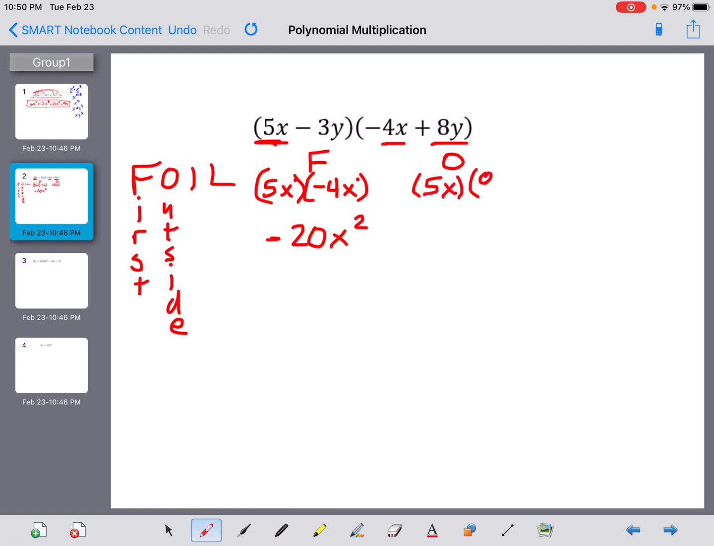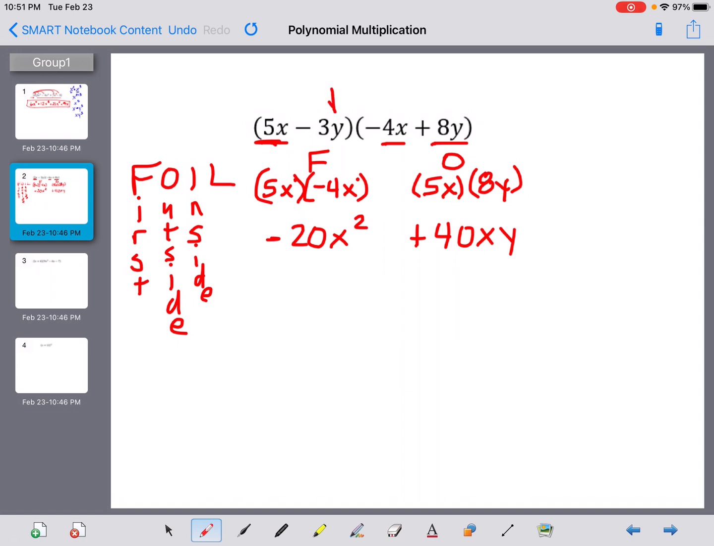And you can see what we're doing here is everything needs a term multiplying by everything else, and the FOIL keeps you organized. So this becomes a positive 40, and then x and y are different variables. We leave it xy. All right, then I stands for the insides. So I go to the terms inside.